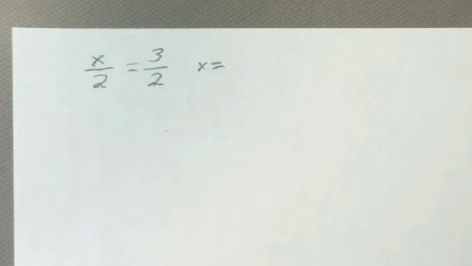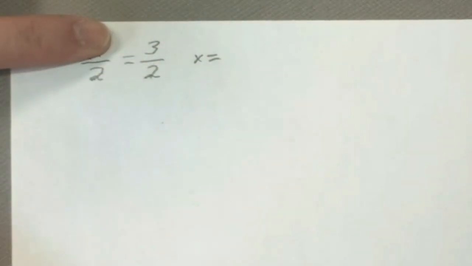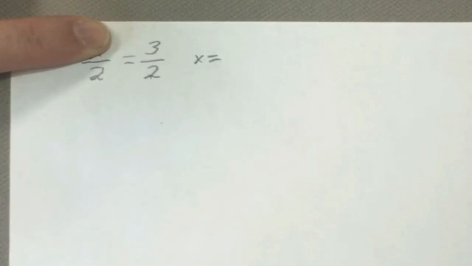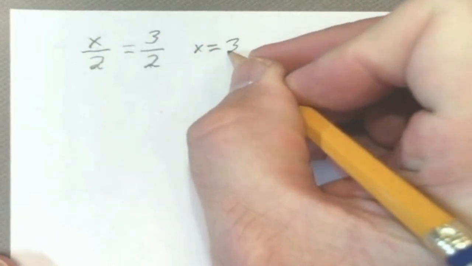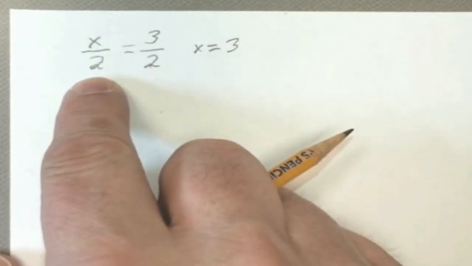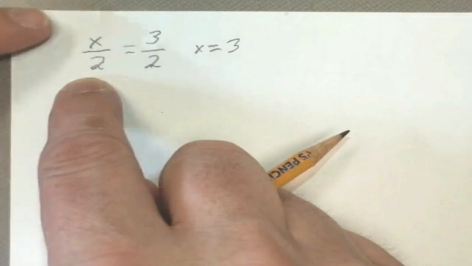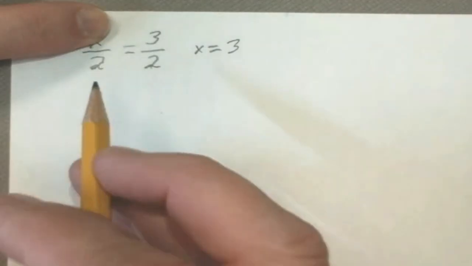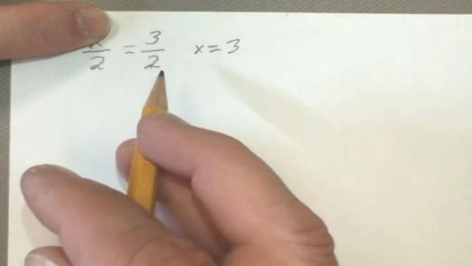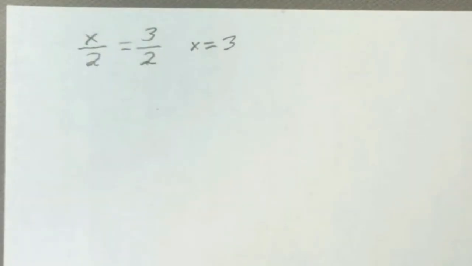I could also just do this. What over 2 equals 3 over 2? So yes, x must be 3 because the only thing that equals 3 over 2 is 3 over 2, right? If this is just a blank up here, 3 halves equals 3 halves. Well, that makes a lot of sense. Even in elementary school, that makes sense.